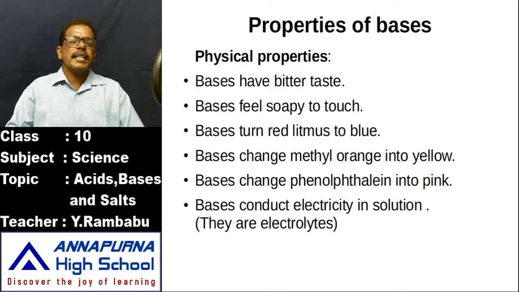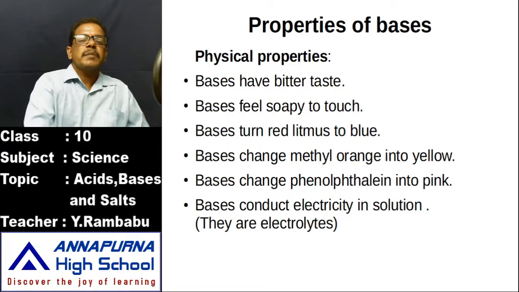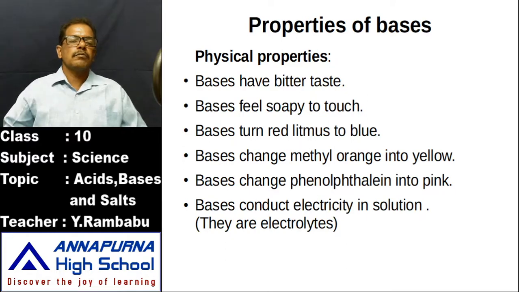To test whether a substance is basic in nature or not, we have some indicators in our chemical lab also. What are those indicators? Litmus papers, methyl orange, phenolphthalein. These are the indicators to test whether it is an acid or base. If it is a base, what about the color change with litmus paper? If it is a base, red litmus paper changes into blue.